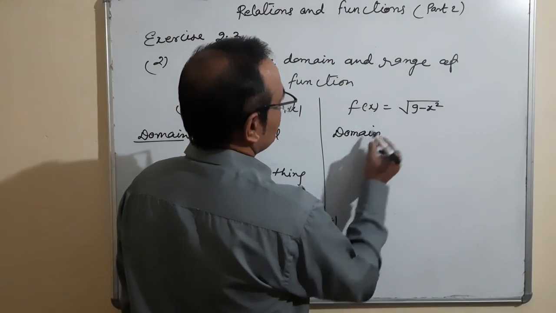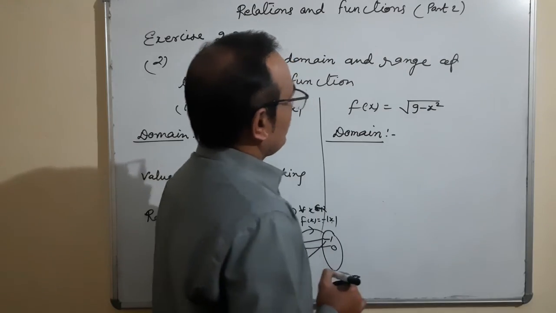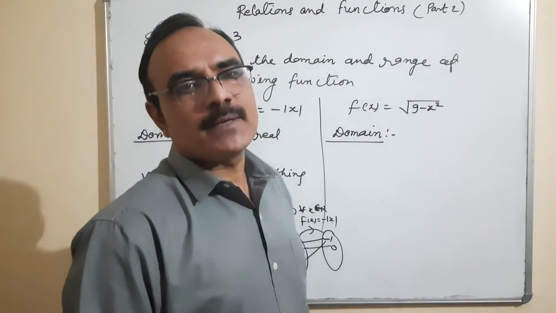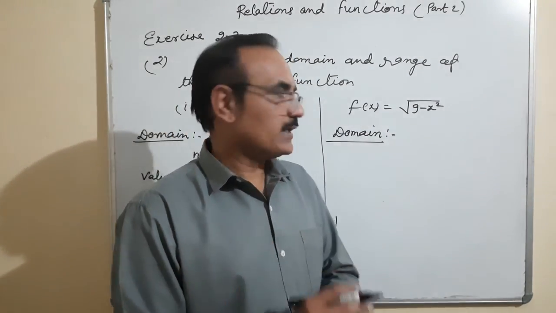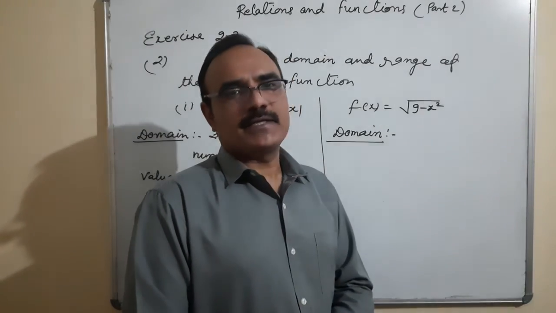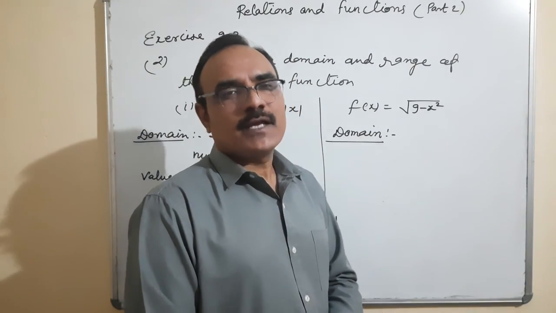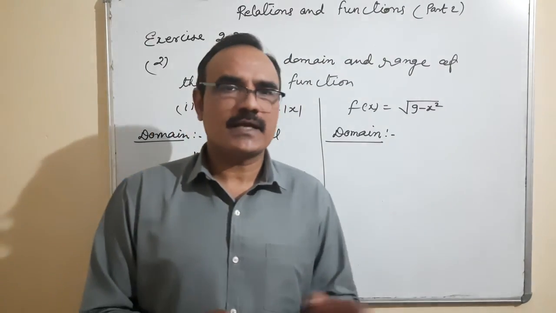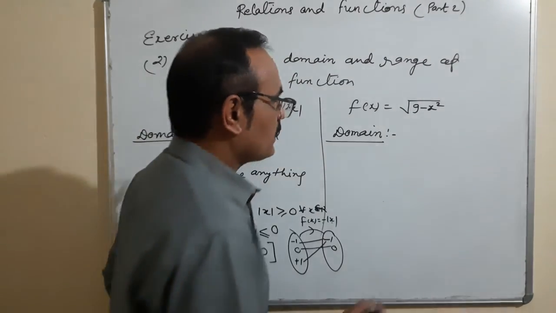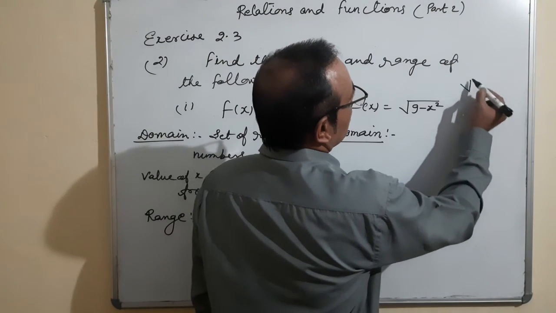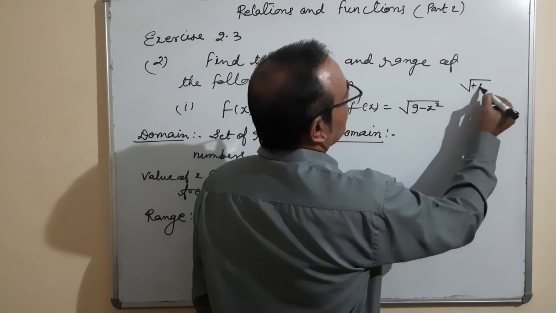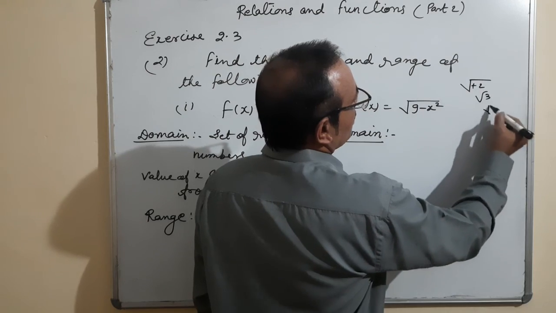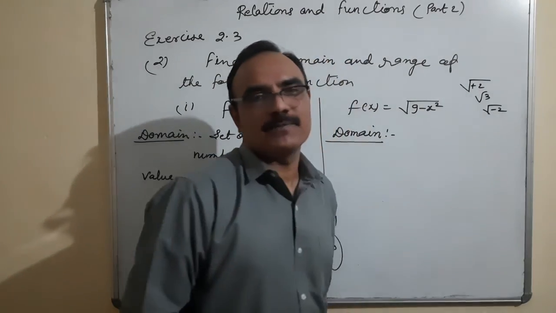Again, remember the same thing which I told you. In place of x, how many numbers can we put? What are the limitations in that? Yes, here there are limitations. As I told you, that function is defined in the real numbers only, not in imaginary numbers. Root 2 and root 3 are real numbers, but the root of 2 minus 2 is not a real number.